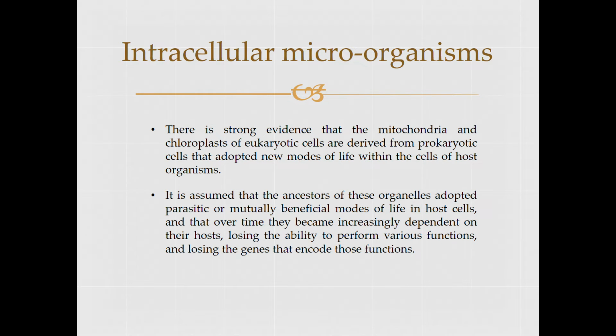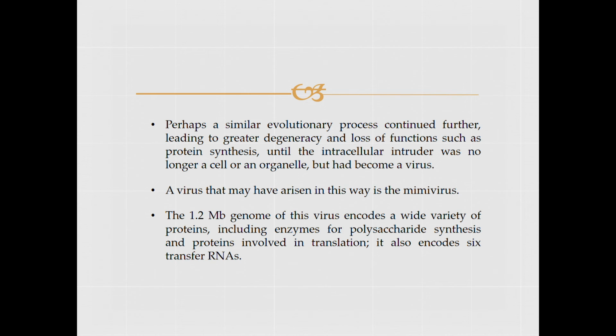These are the intracellular microorganisms. There is strong evidence that the mitochondria and chloroplasts of eukaryotic cells are derived from prokaryotic cells that adopted new modes of life within the cells of host organisms. It was thought that first prokaryotes came, and after the prokaryotes, eukaryotes developed. They became increasingly dependent on their host, and when they depend on the host, they do two things: they lose various functions, and they lose the genes that encode those functions.